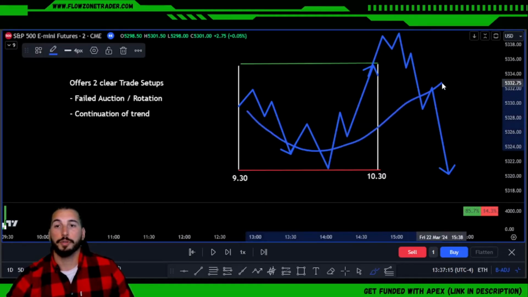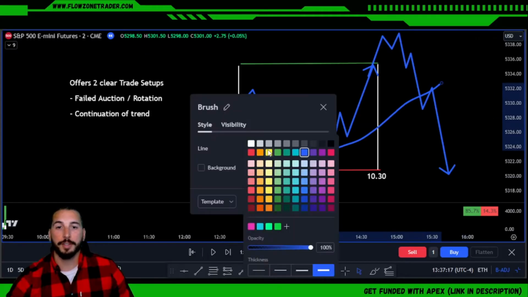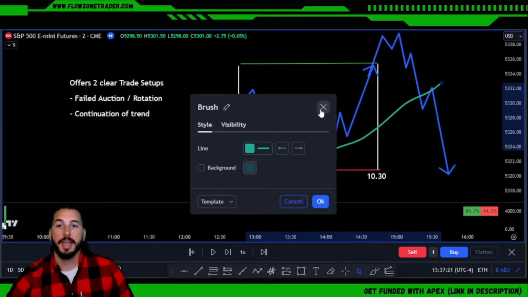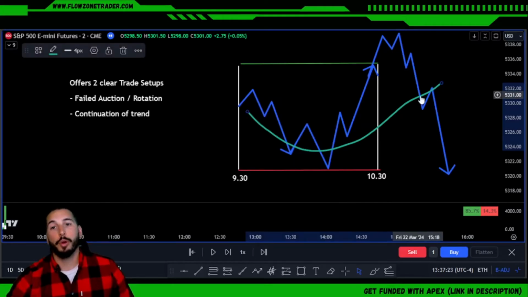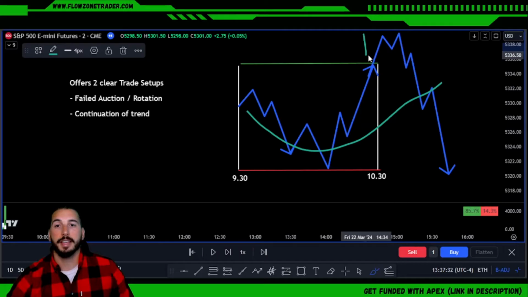All right, if this was your VWAP, let's do this as green. That's what color I like to use for my VWAP. Let's do a different green here. Okay, the first area that you could take profits on would be your VWAP, and then you are looking for initial balance low.